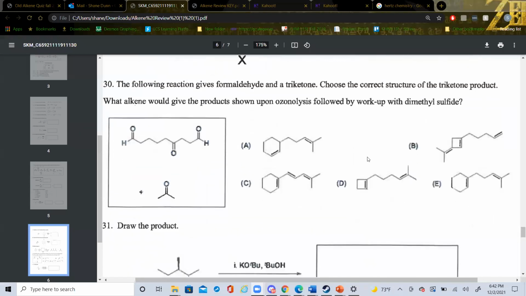30 is the same concept. So notice we have a new product right here. So it's got to split off. So you notice all of these guys have a little guy right here, and a little guy right here, and a little guy right here, and right here, and right here.